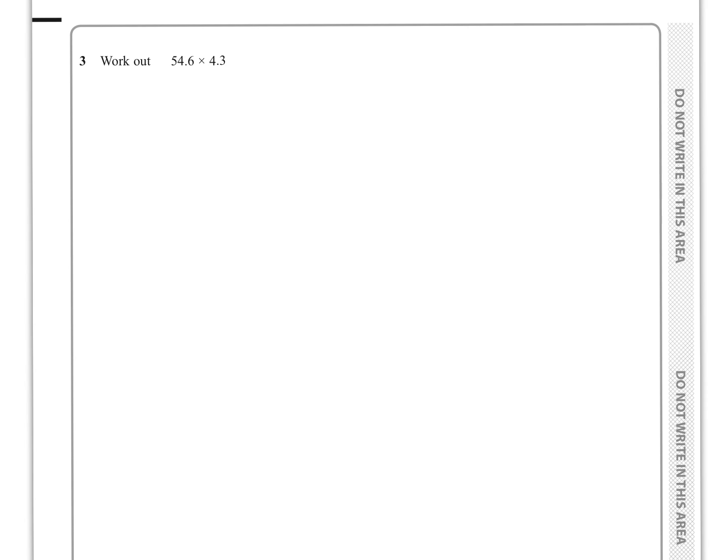Question 3. We've got to work out 54.6 times 4.3. Now we can't use a calculator, so I'm going to use the method here, which is using estimation. And we can say 54 is roughly 50 and 4.3 is roughly 4. So we're looking for a number which is around the 200 mark in terms of magnitude, i.e. in terms of its size. So we can miss out the decimal points here.